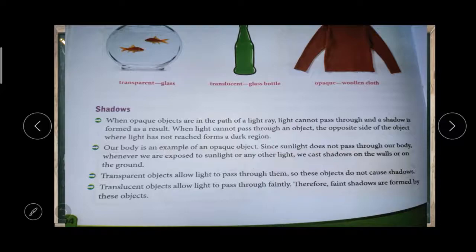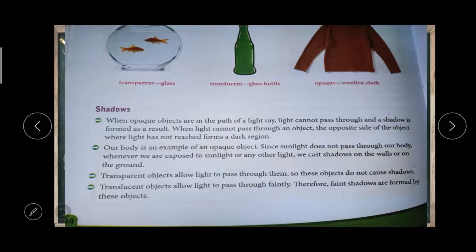So when an opaque object is in the path of a light ray, the light cannot pass through, right? We can take a wall. If there is a wall and you pass the light toward it, the light cannot pass through, but a shadow can be formed there, right? A shadow can be formed there.